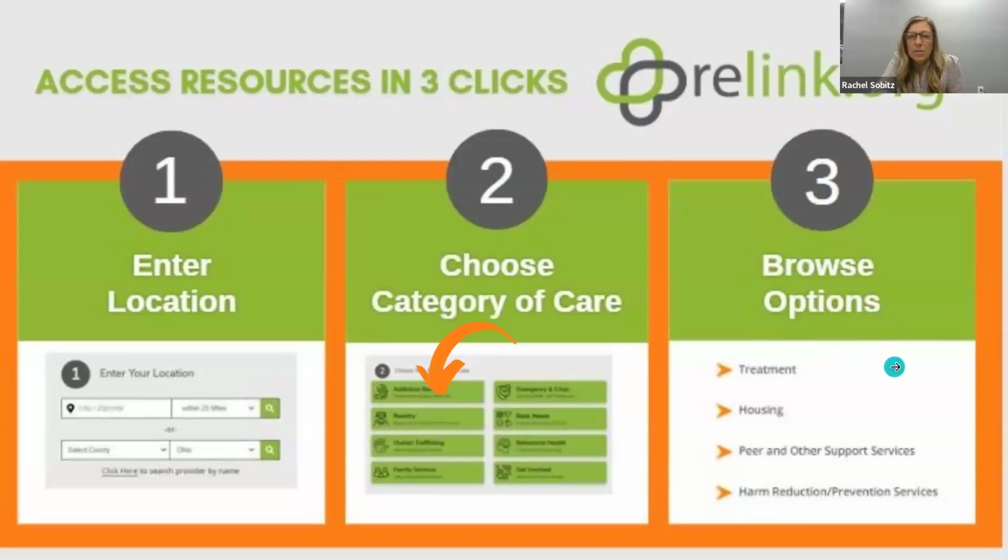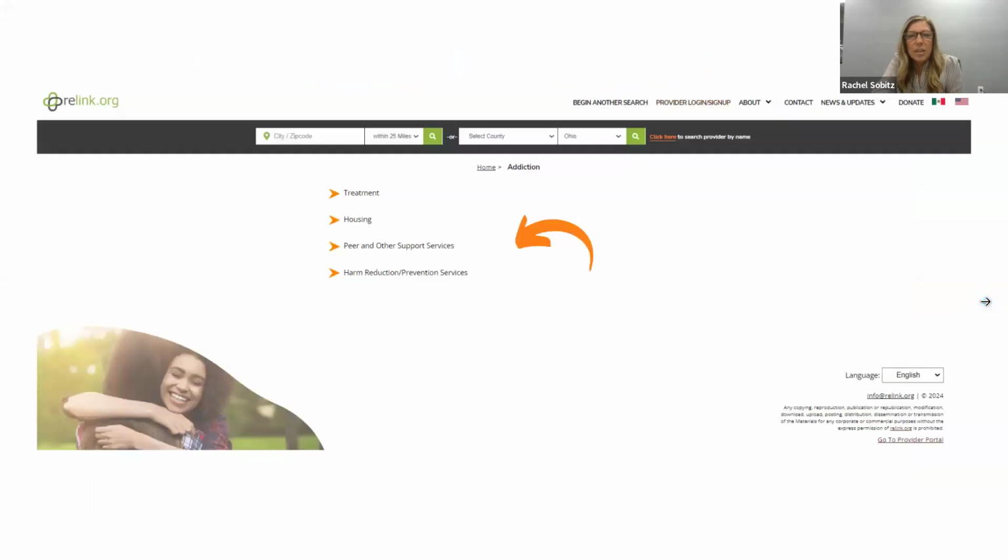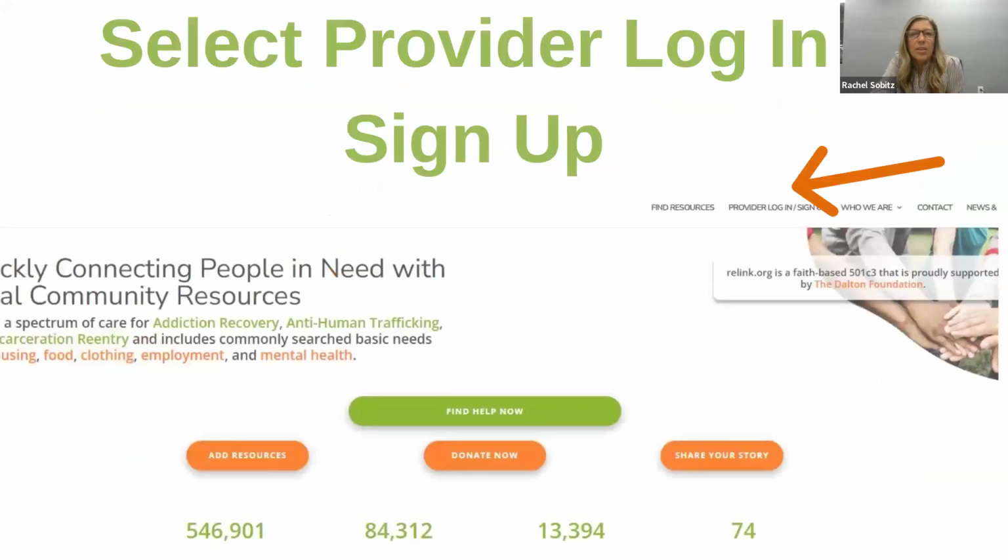Once you click on one of those categories of care, the different options will come up. Here you can see them a little more clearly. When you click into addiction recovery, we have treatment, housing, peer, and other support services, which is what we're going to be talking about today, and also harm reduction and prevention services.